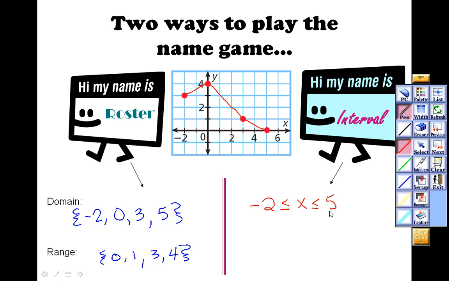The range is very similar, except instead of using an x, we'll use y, and we say what's our smallest y value? It's 0. So 0 is less than or equal to y is less than or equal to, and what's our biggest y value? 4. So be careful not to just pick that last point just because it's all the way over there.